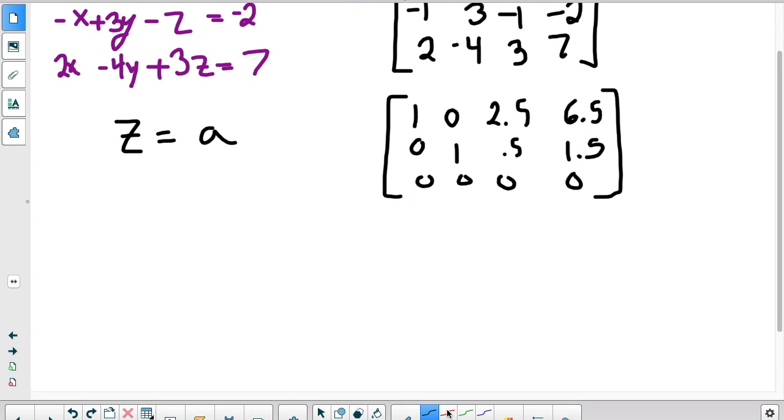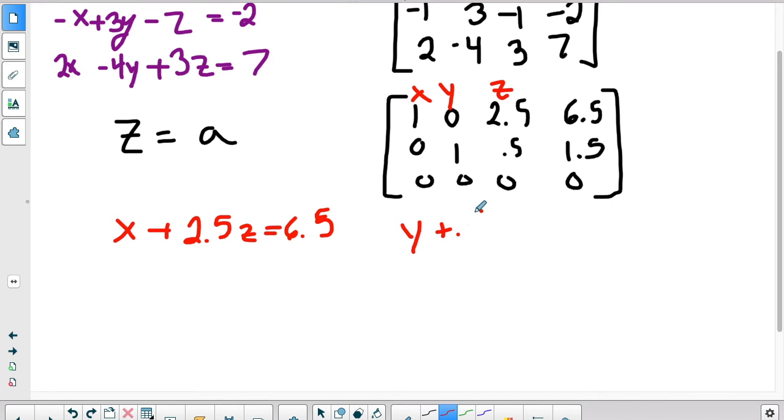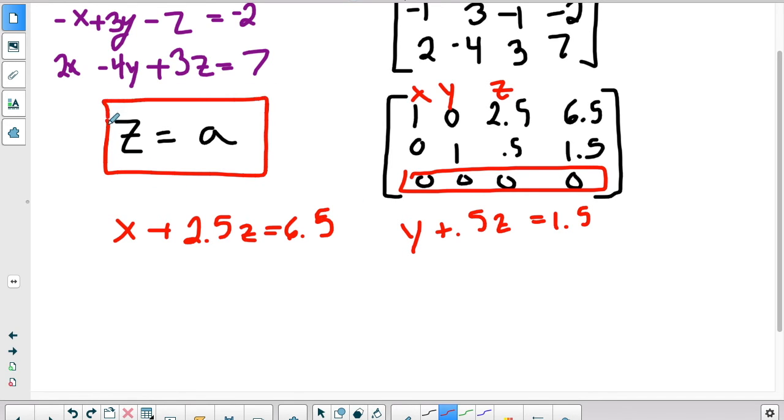And what we'll do with that there is now, when we look at the other equations, the top one is written, because this is x, this is y, and this is z, as x plus, well, there's no y value, but we do have 2.5z is equal to 6.5. Now the other equation, we didn't have an x, but we have y plus 0.5z is equal to 1.5. And then we don't have an equation with z because there's really nothing down here at the bottom. It's only in these two here. So this is kind of why we set z equal to a.